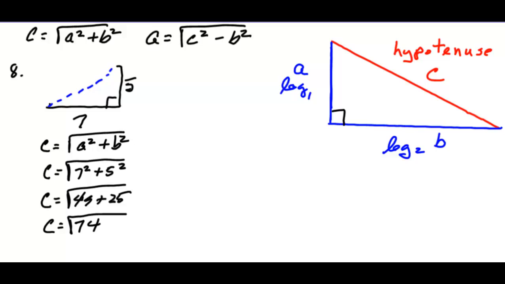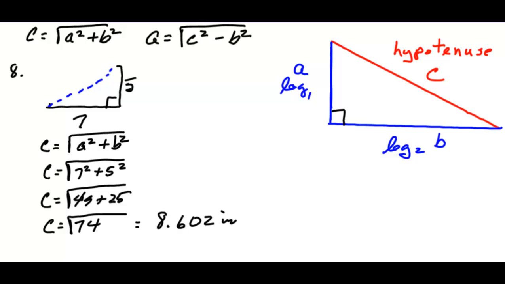What I need to do then is get a hold of my calculator, punch in 74, and then hit the square root button. And what I'll get is 8.602. And we'll say that was inches, wasn't it? Yep, we got a label for that one.